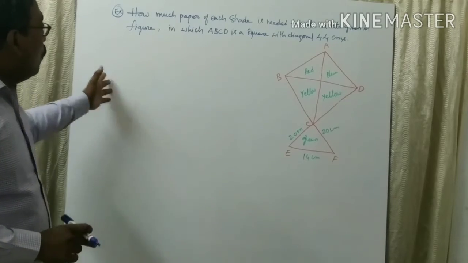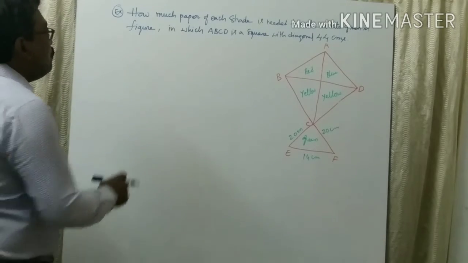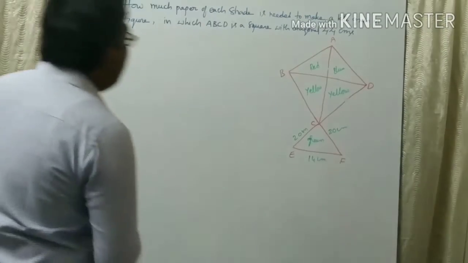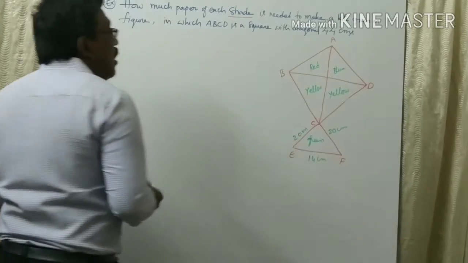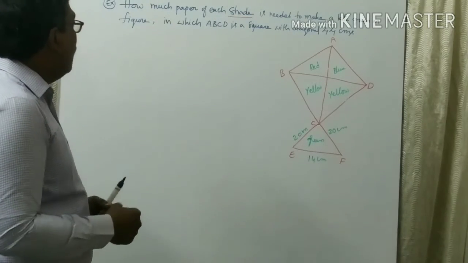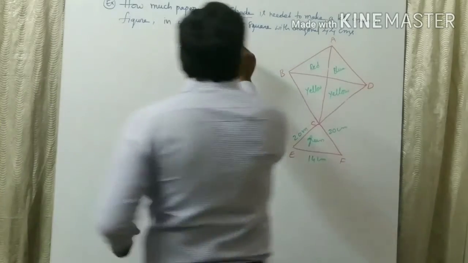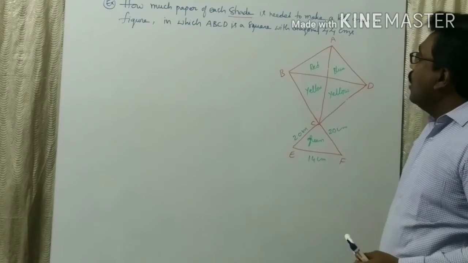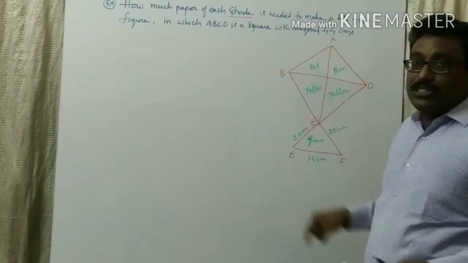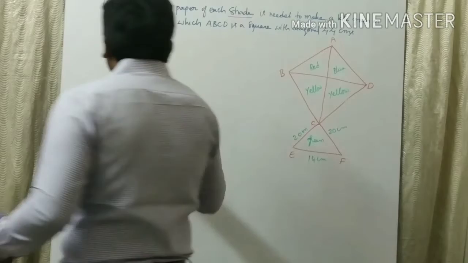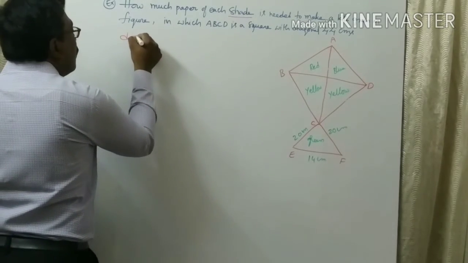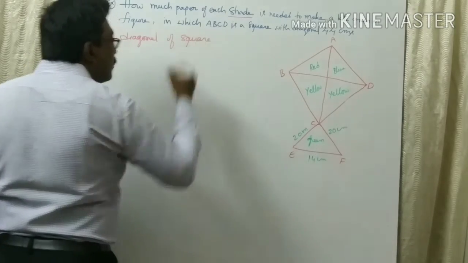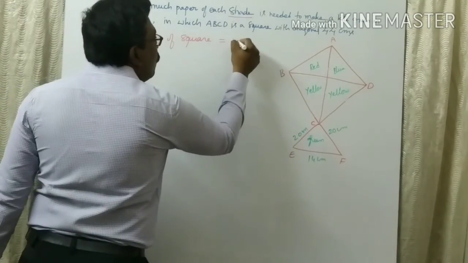Okay, now one more example. How much paper of each shade? Each shade in the sense color is needed to make a kite given in the figure in which ABCD is a square. ABCD is a square given with the diagonal 44 centimeters. What is given? Diagonal of a square is given 44 centimeters.